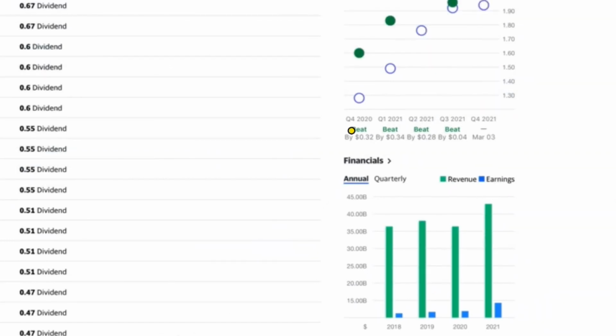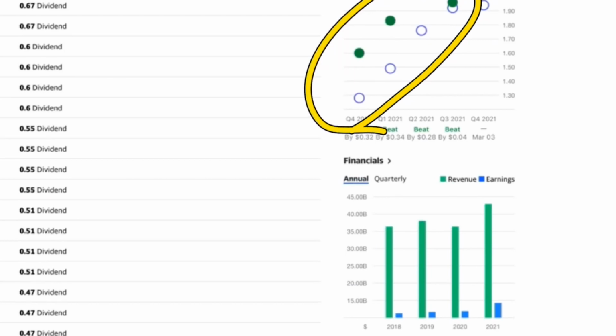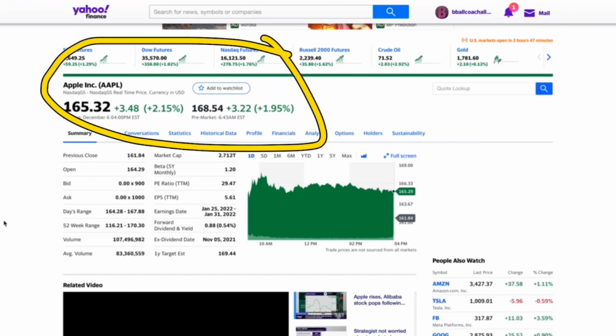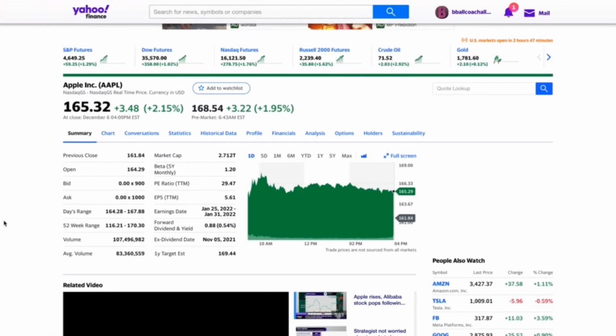Second is their last 4 quarters. And we can see that here they've beaten all 4 of the last quarters, 3 of which by massive margins. And then you can look at companies like Apple. They have a dividend as well. It's not as big. They have crazy volume as well. And of course, you would go through the exact same template as I just mentioned.